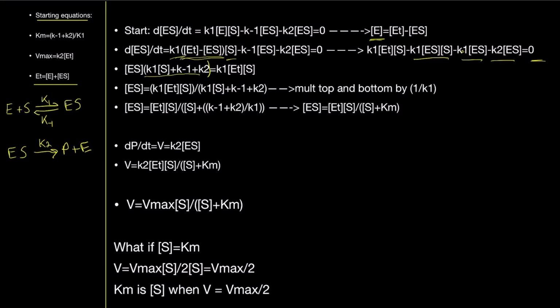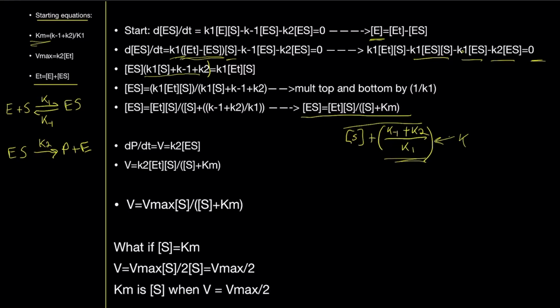To make that look a little bit easier, our bottom term is actually going to look like this: the concentration of S plus K negative 1 plus K2 over K1. Now, as we can see, this term right here is equal to Km, which is our Michaelis constant, which is different for every enzyme. So now, plugging Km here, we have this equation: enzyme substrate concentration is equal to the total enzyme concentration times the substrate concentration divided by the substrate concentration plus Km.